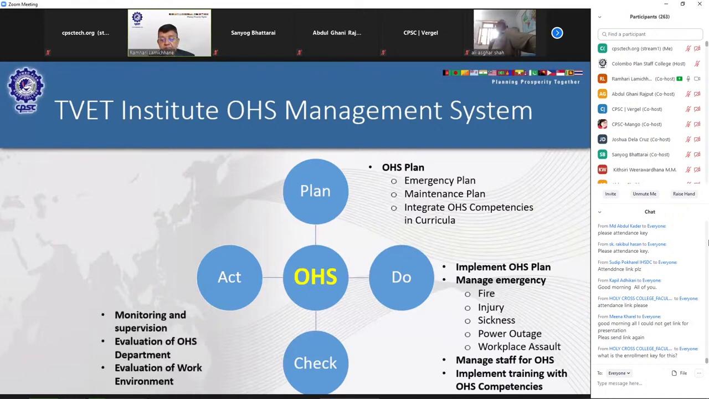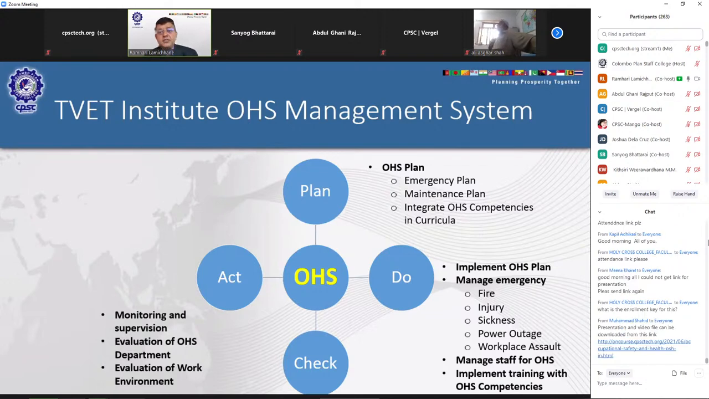And the third one is the check part. Related to the occupational health and safety management system, the check part is this: when we develop a plan and implement it into action, always we have to do monitoring and supervision. How is OHS happening within the institution? And evaluation of the OHS department. Every institution, either big or small, should have an OHS department or unit or branch, whatever. And the evaluation of the OHS department is another check part.